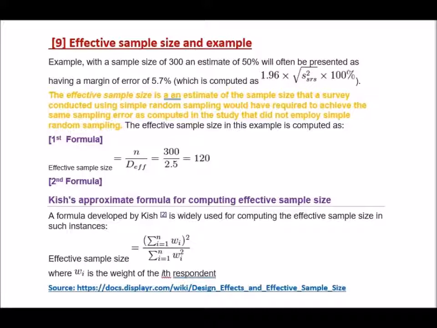Such instances, that is why I am saying it's more general for that. So effective sample size is equal to summation of i equals 1 to n of w_i, the whole square, upon summation of i equals 1 to n of w_i squared, where w_i is the weight of the ith respondent. So these are the two formulas to calculate the effective sample size.